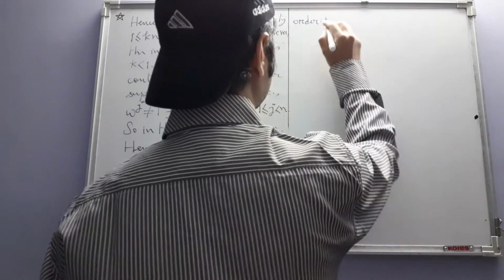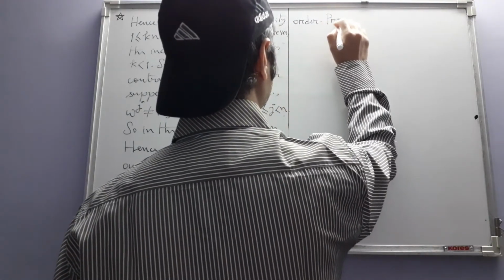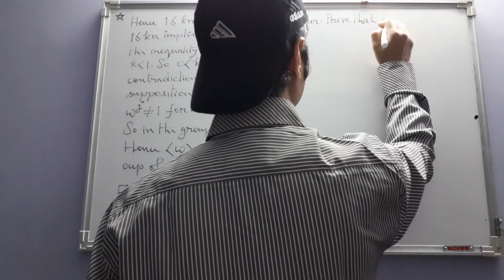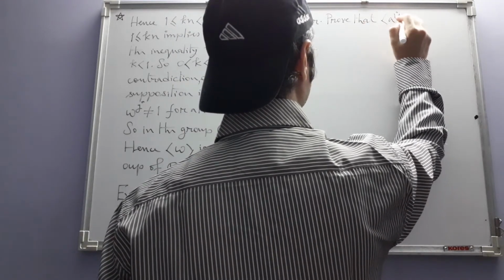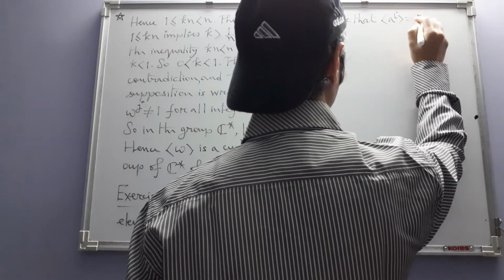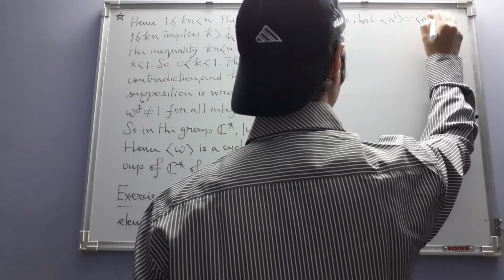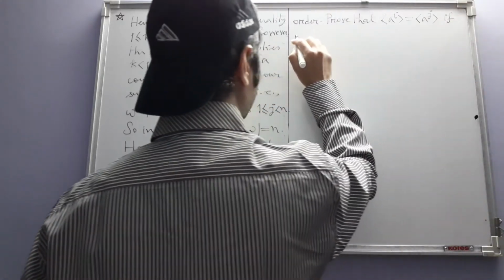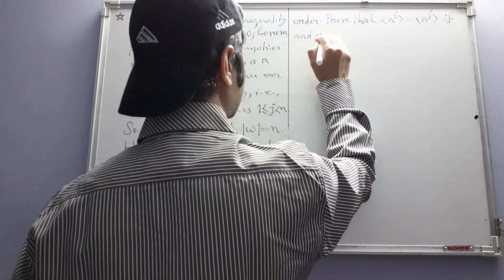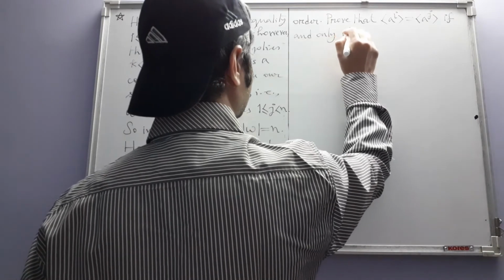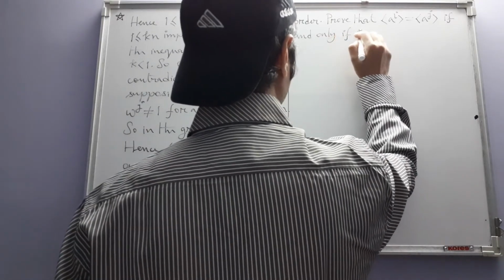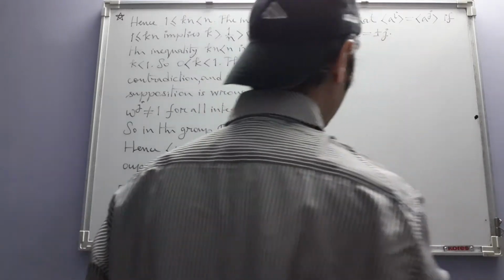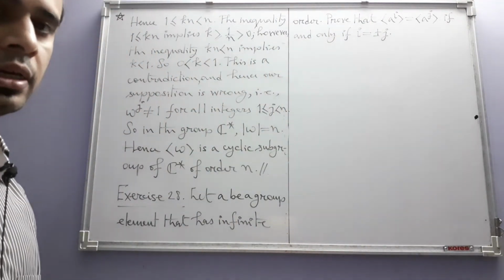Prove that the cyclic subgroup generated by a to the power i is equal to the one generated by a to the power j if and only if i is plus or minus j. And in this context, it's obvious that i and j are integers.